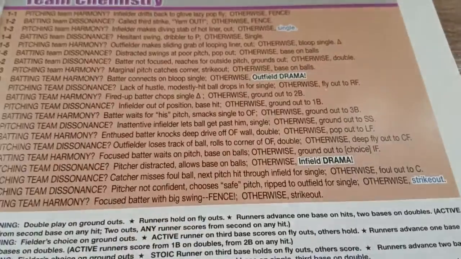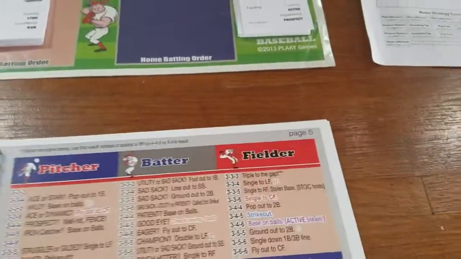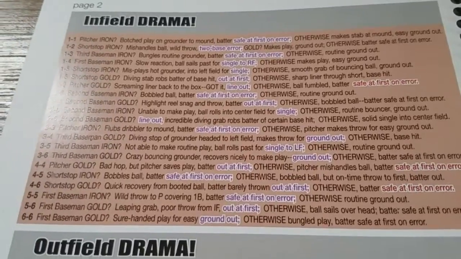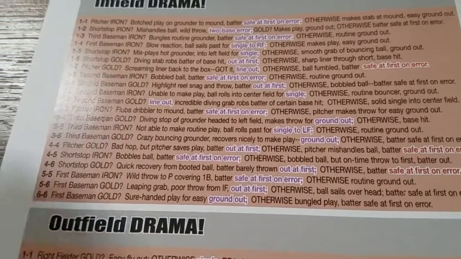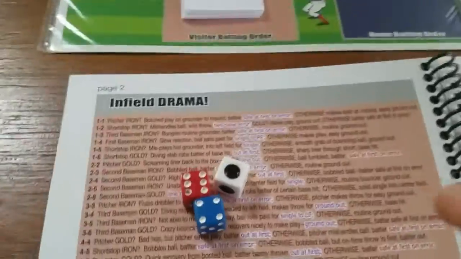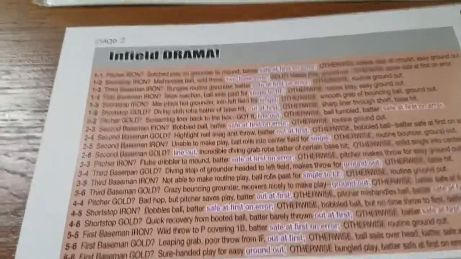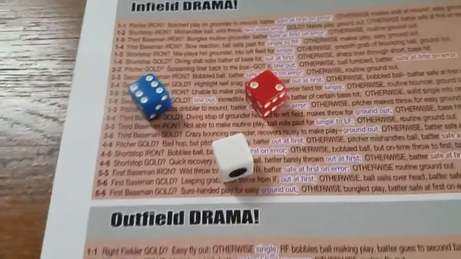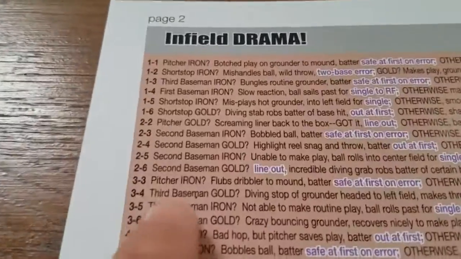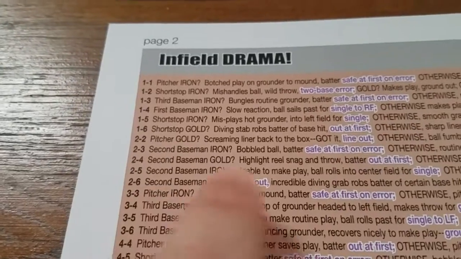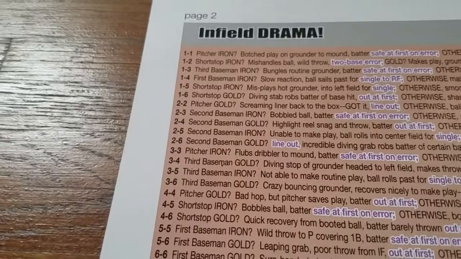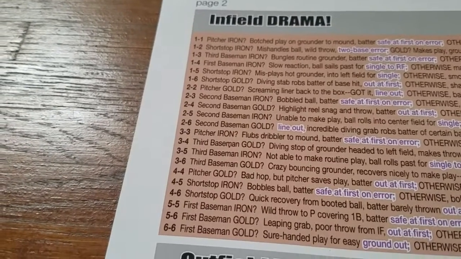So now we're going to go to Infield Drama, which is another mini chart in the front of the book called Infield Drama. So we're checking the defensive prowess of Team 5. And again, we're going to use the 2d6s plus the decider and see which fielder is being called upon. It's 2-6, but there is no decider. That's a blank. So 2-6, we go to 2-6 and it says second baseman gold. Well, the second baseman for team number 5 is Facero.